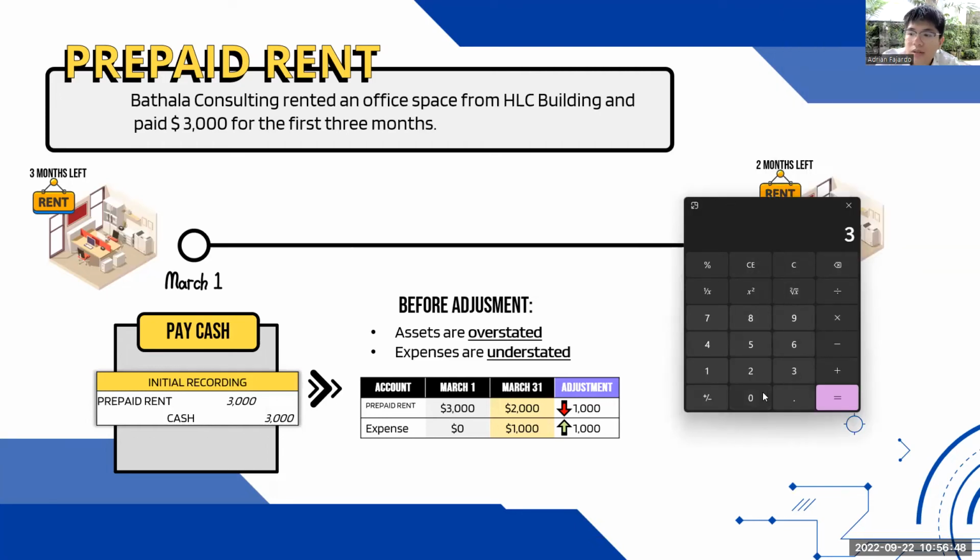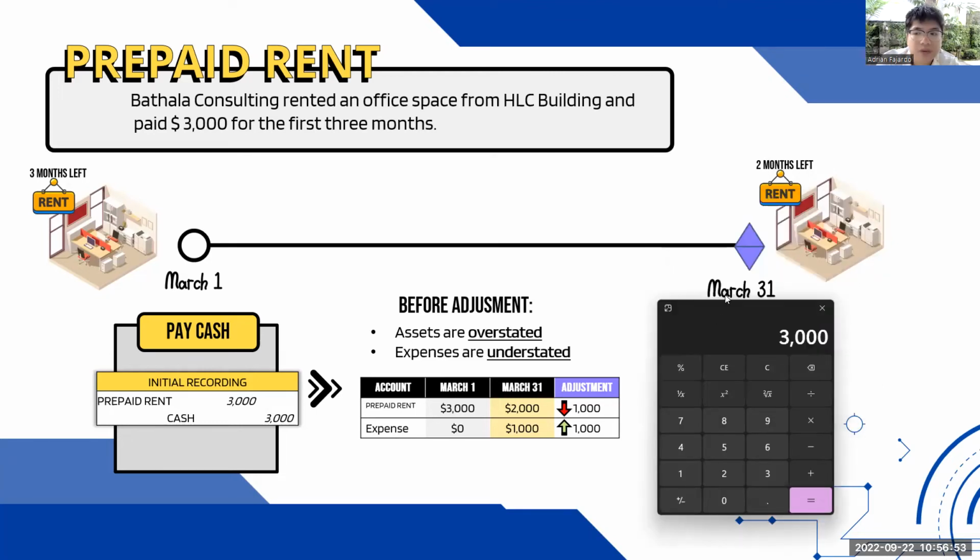Kasi we paid 3,000 for what? 3 months rent, right? So what would be the monthly value niya, right? So 3,000 for 3 months. So 3,000 divided by 3, meaning every month, 1,000 pesos yung ginagastos natin on rent, right? And therefore, since 1,000 yung expense natin for the month, 3,000 minus the 1,000 na expense na dapat, our asset should be at 2,000 na lang. Because the other 1,000 became an expense, right?